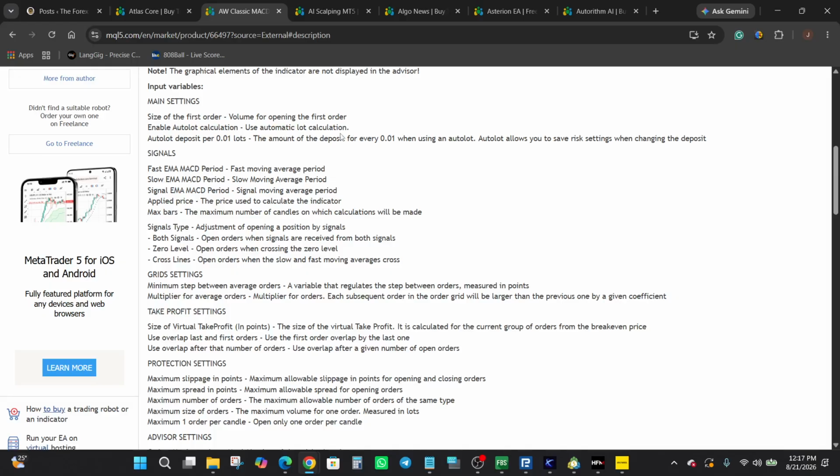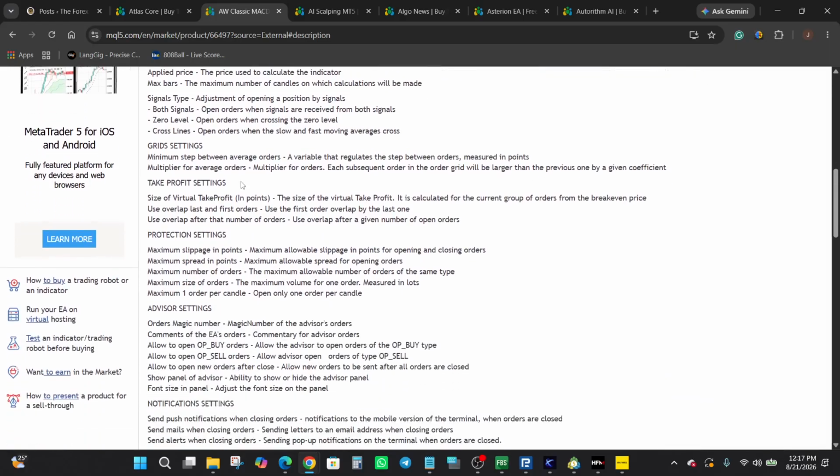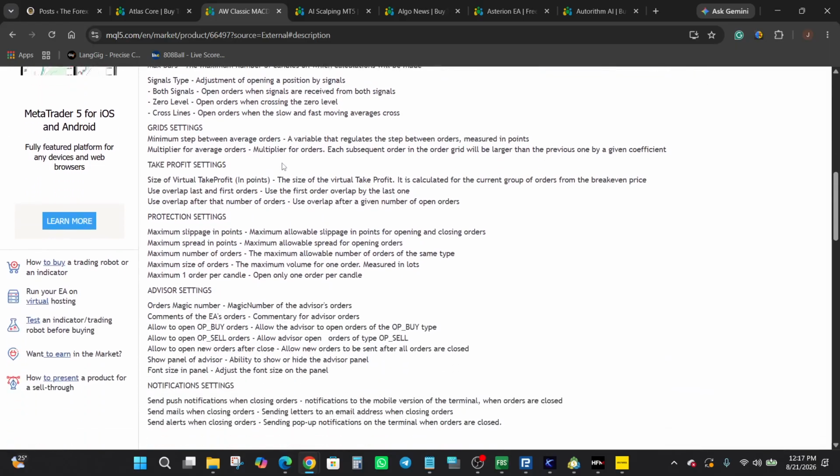All right, so then we get to the grid settings. All right, and this is an important section. The minimum step between averaging orders controls the distance between orders, while the multiplier determines how subsequent averaging orders increase in size. Okay, so now we're talking about the take profit section.